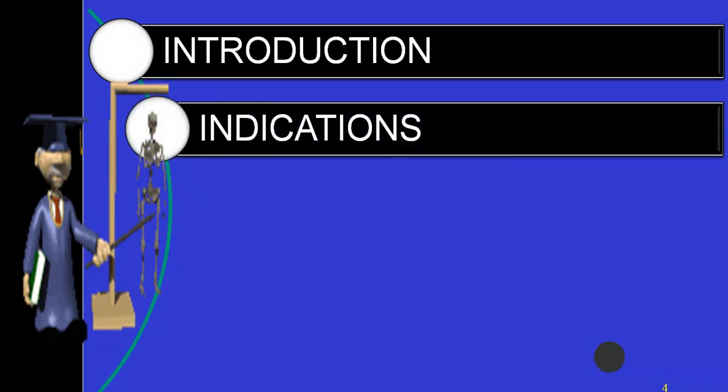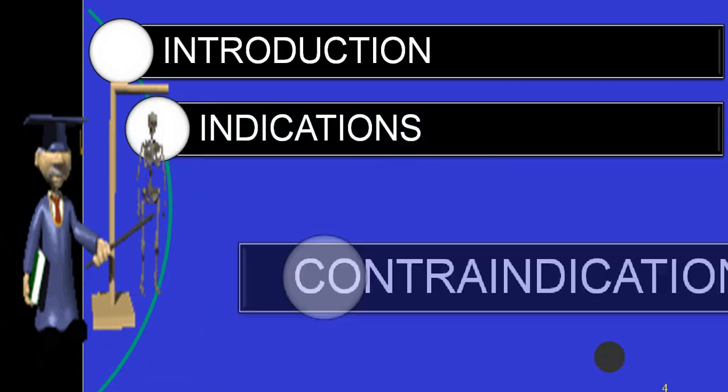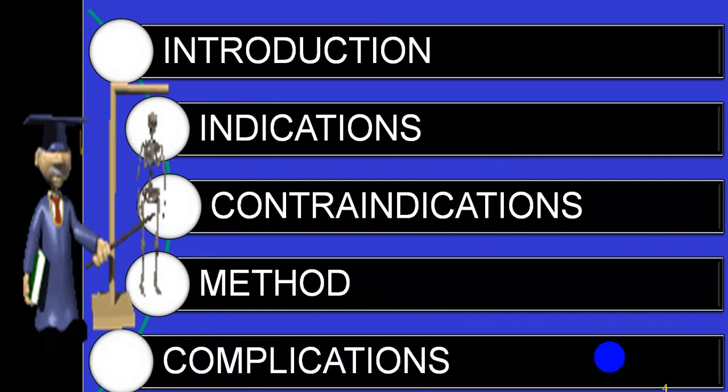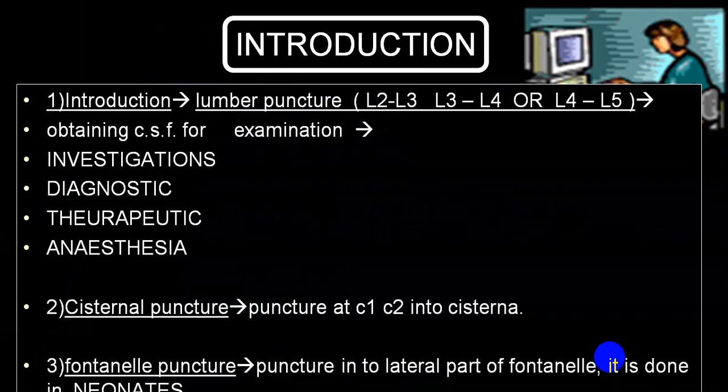We'll be discussing under a few headings: introduction, indications, contraindications, method, and then complications. Usually lumbar puncture is done between L2, L3 spine or L3, L4 or between L4, L5. It is a method of obtaining CSF for examination, and this lumbar puncture can be done for obtaining CSF for analysis.